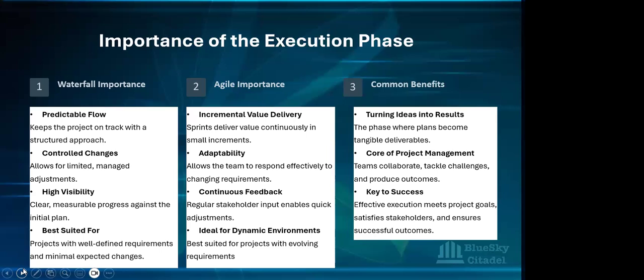And common benefits. Regardless of the methodology, whether it's waterfall or agile, the execution phase is basically where ideas transform into tangible results. This is where all the ideas that have come together in the initiation stage, where we've talked about options A, B, or C, where the planning has been put into place, where we've talked about milestones and done roadmaps, etc. This is the phase where we actually start seeing the results. We start seeing the products come to life. It's the heart of project management.